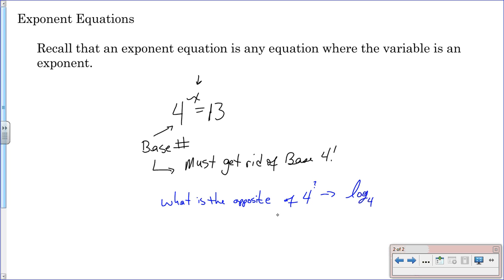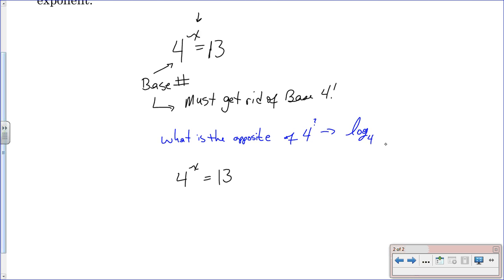So for 4 raised to x equals 13, we're going to multiply both sides by the log base 4. Log base 4, and then we take the 13 and multiply it by the log base 4. So let me erase that and slide it over. Log base 4 of 13. Now, if you remember your power rule, the power rule drops the x down to the front. So now it's no longer here. And then the log base 4 of 4 is 1.